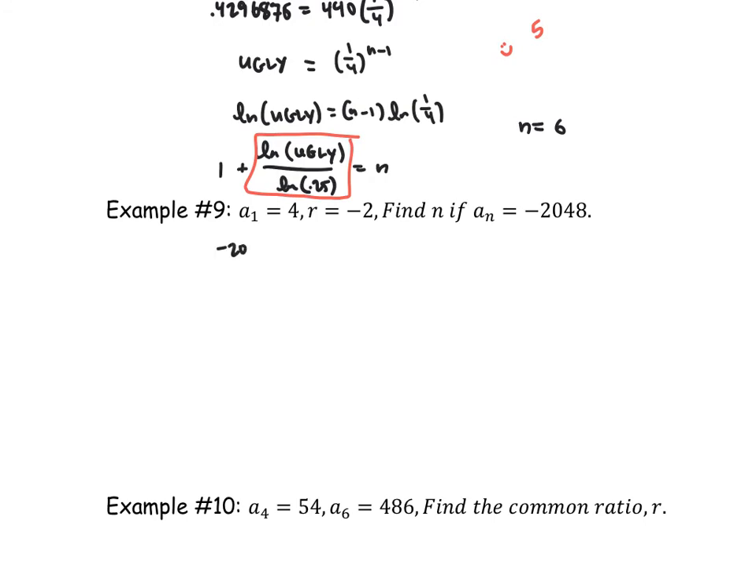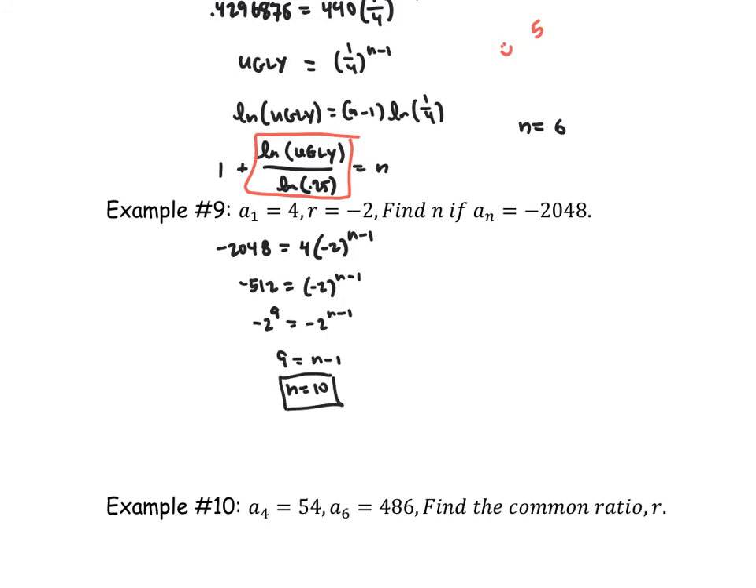All right, so -2048 is equal to 4 times -2 to the n minus 1th power. All right, so I'm going to divide by 4. That gives me -512 is equal to -2 to the n minus 1th. Okay, so -512 is actually equivalent to -2 to the 9th. If -2 to the 9th is equal to -2 to the n minus 1th, then 9 is equal to n minus 1. Therefore, n should equal 10.